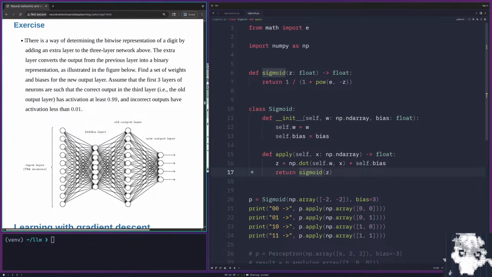Exercise. There is a way of determining the bitwise representation of a digit by adding an extra layer to the 3-layer network above. The extra layer converts the output from the previous layer into a binary representation, as illustrated in the figure below. Find a set of weights and biases for the new output layer, assuming that the first 3 layers of neurons are such that the correct output in the 3rd layer, i.e. the old output layer, has activation at least 0.99, and incorrect outputs have activation less than 0.01.